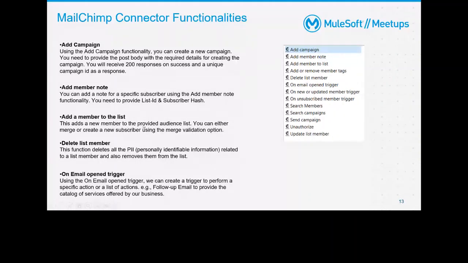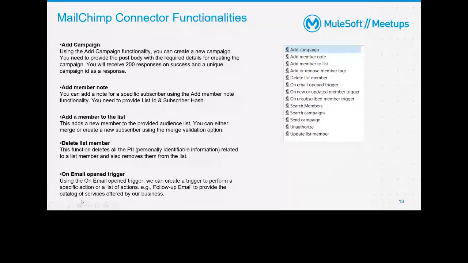one good point there. And okay, on email open trigger. Suppose we sent an email to our audience, and a customer opens that email and we want to take some action. Suppose a user subscribes to our list and he gets a welcome email, and he opens that welcome email, we can provide a catalog of services when he opens that email. So we can do that using this email open trigger. Using the email open trigger we can create a trigger to perform specific actions or a list of actions, for example, a follow up email to provide the catalog of services offered by our business, as I described.